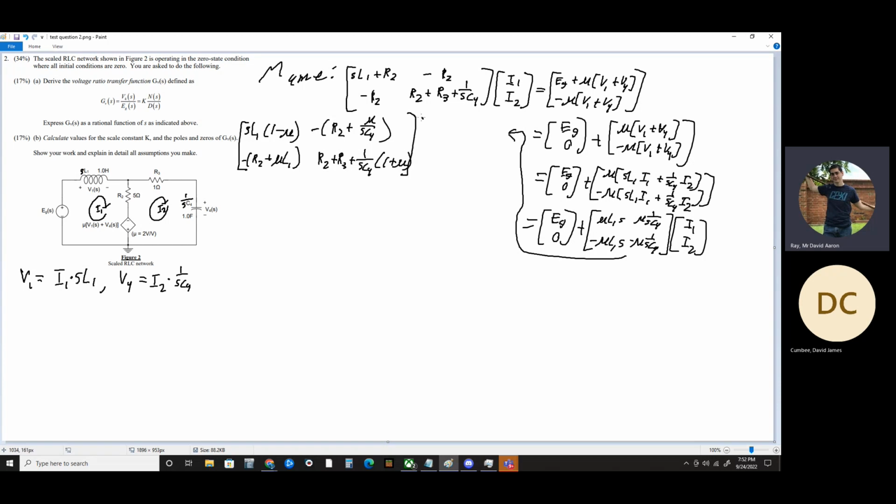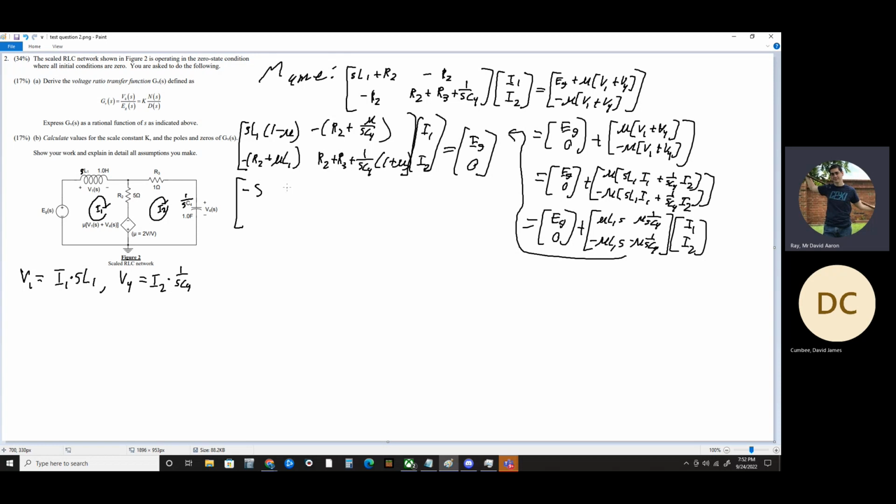Then close that off. We got I1, I2, and that equals EG 0. Now we just move it over to the right side. Or we're going to, let's plug in the numbers first, so then it makes the math a little bit easier. So SL1 times 1 minus mu, L1 is going to be 1, so that's just S times 1 minus mu, and mu is 2, so S times 1 minus 2, that turns into negative S.